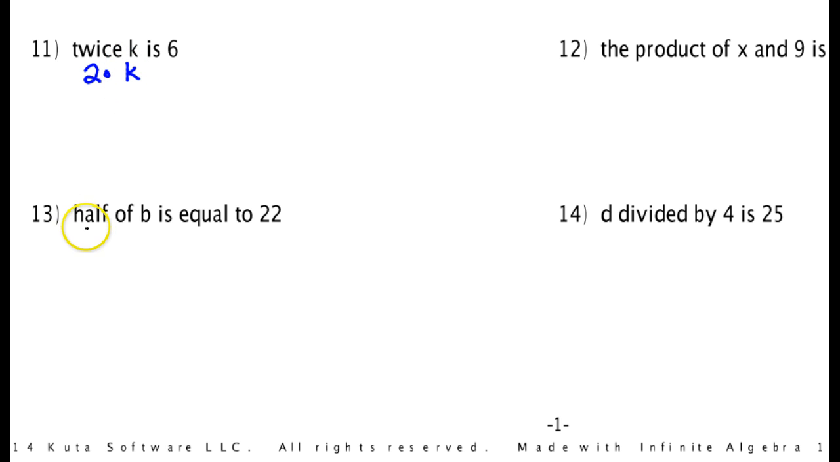Okay. What about 13? Half. Divide, division. So you can do half of b, or you can do b divided by 2. Those are the same thing, right? So one or the other. Half of b or b over 2. It does say half of b, so you should probably go with this, half of b. If it said the quotient of b and 2, then you can use that one.